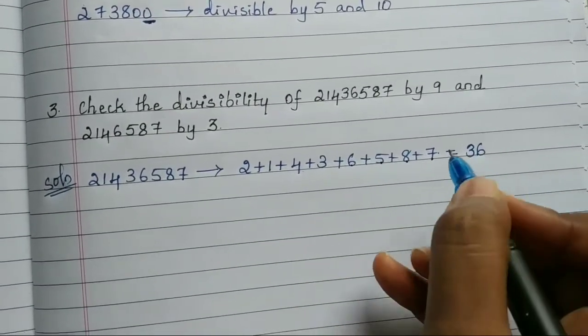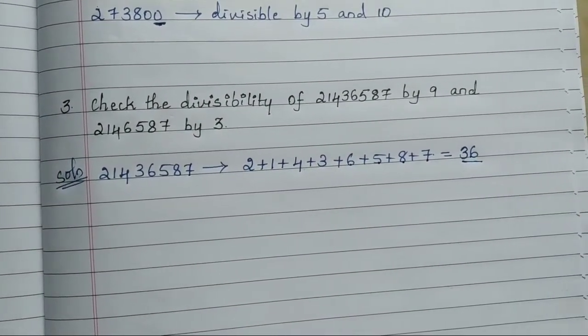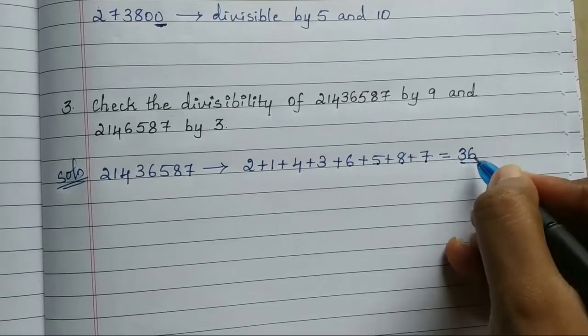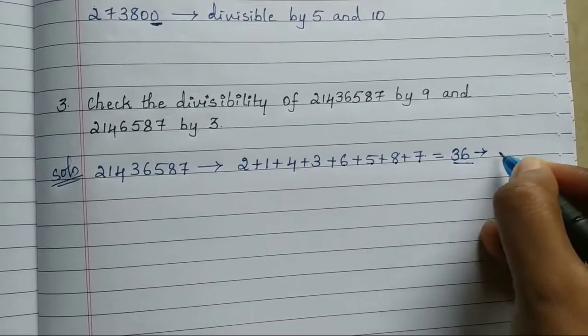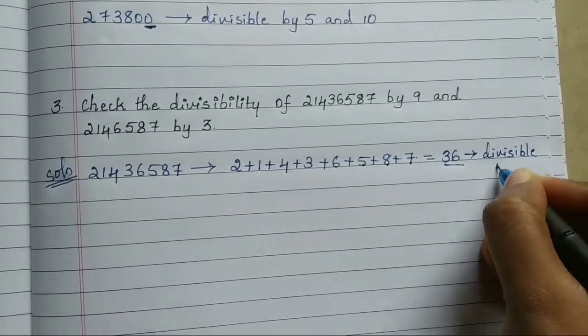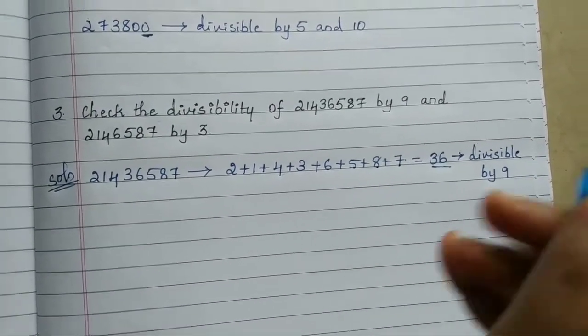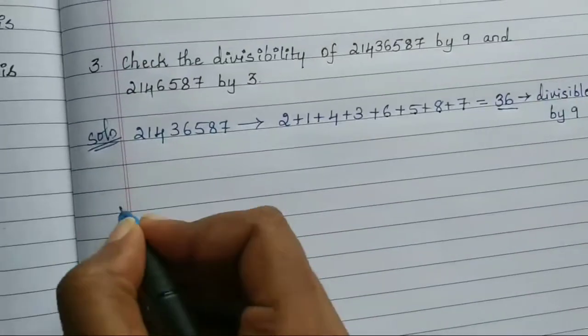Okay, so we have to check whether this 36 is divisible by 9. So we will get 9 4s are 36. So it is divisible by 9. Coming on to the next one here.